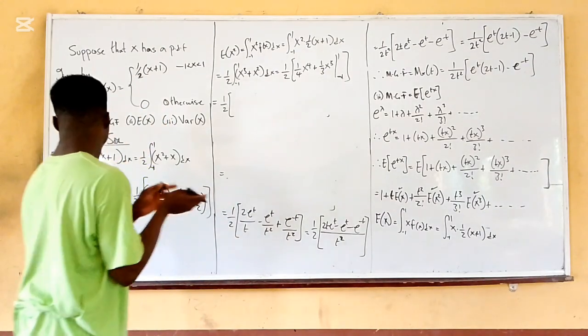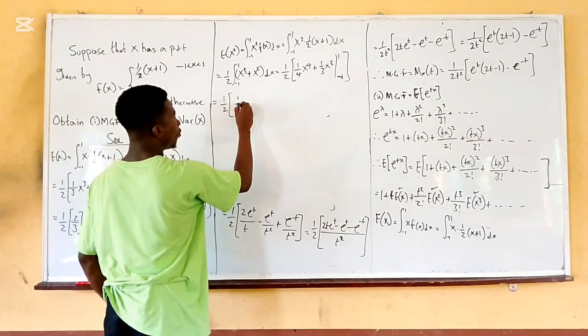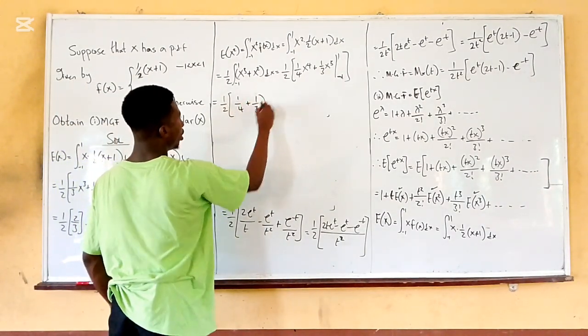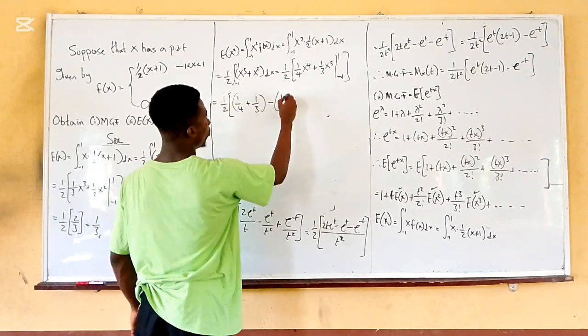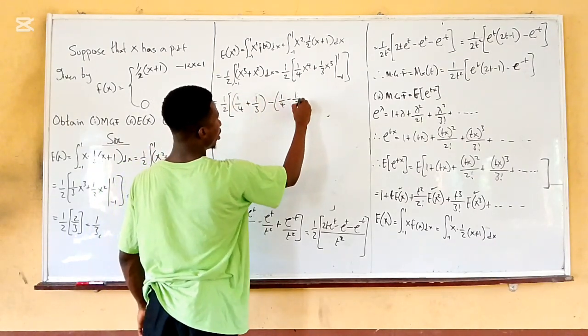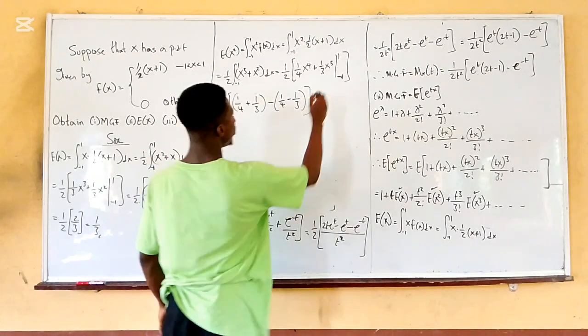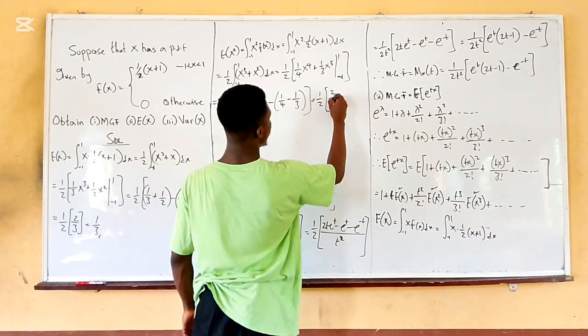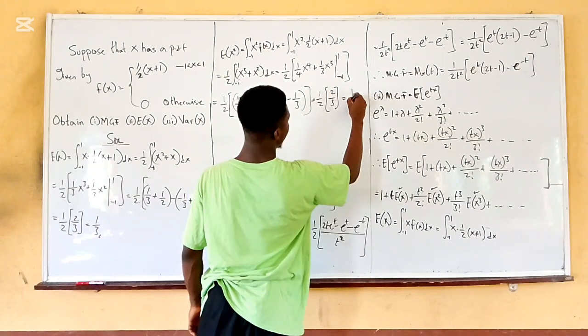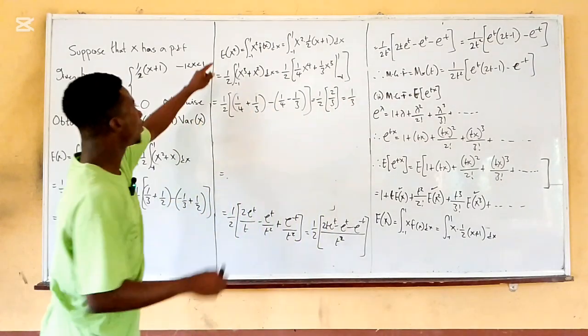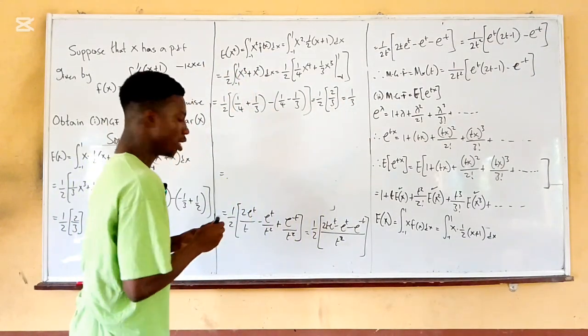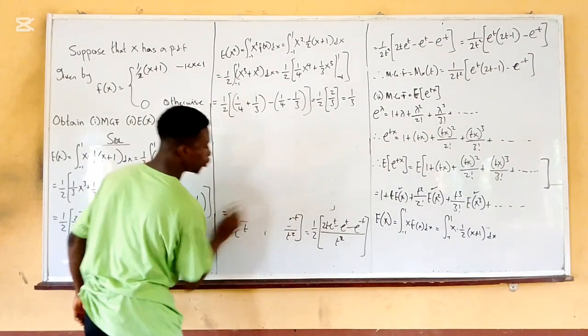So if I do upper minus lower, I'm going to have 1/4 + 1/3 minus (1/4 - 1/3). That will be 1/2 times 2/3, which is 1/3. So my expectation of X squared is 1/3.